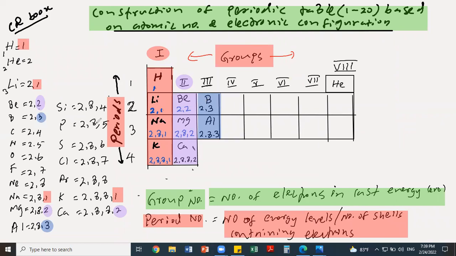If there are 2 shells, they will come to the second row. If there are 3 levels, 3 shells or 3 energy levels, that will come to the third row. So both the conditions must be satisfied: 2 energy levels and outermost 4 electrons, here 3 energy levels, outermost 4 electrons. There must be electrons in 3 different levels. Here electrons are in 2 different levels. Outermost should be 4.